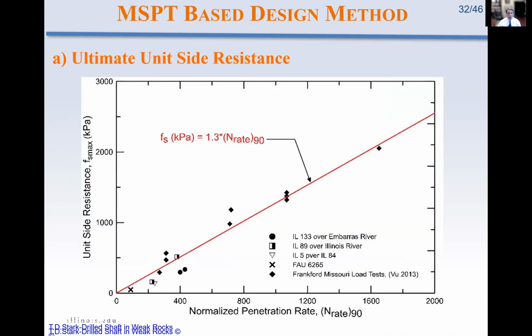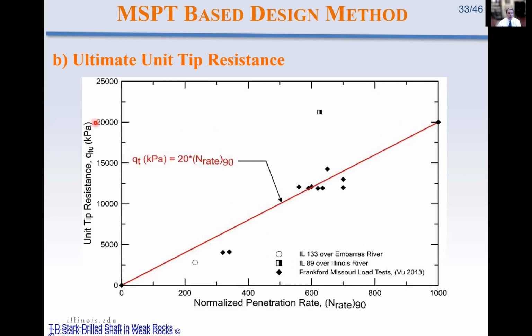Okay, so here's the design. For skin resistance or side resistance, you can get f_s in kPa as 1.3 times N_rate90, and that's basically using the correlation to unconfined compressive strength. And then for tip resistance, the q_t, so you have to multiply that by the area of the tip, is 20 times N_rate90. And these two correlations for skin and tip resistance are based on load tests that we conducted.